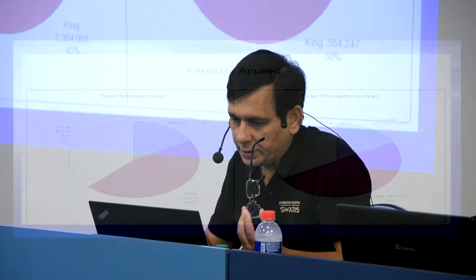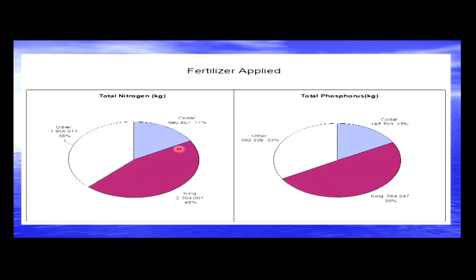If you have questions, please jump in. So again, here is how much fertilizer applied. You can see King's Creek has 45% of the fertilizer, 17% in Cedar, and about 38% in other watershed. And this is for phosphorus. This is how much was applied.